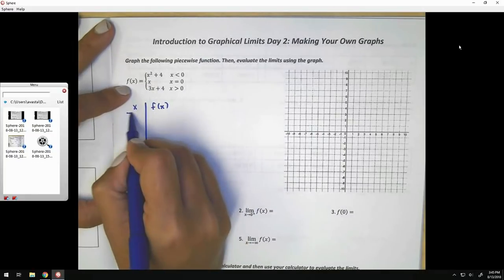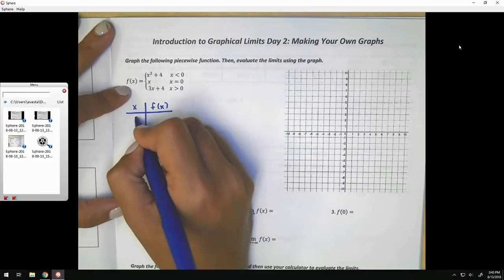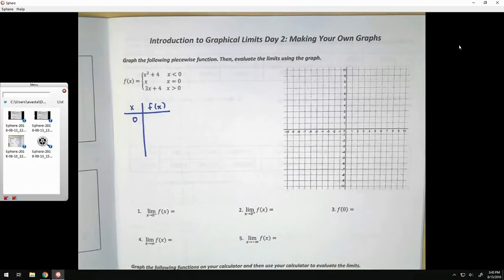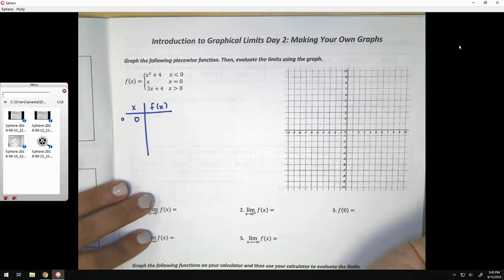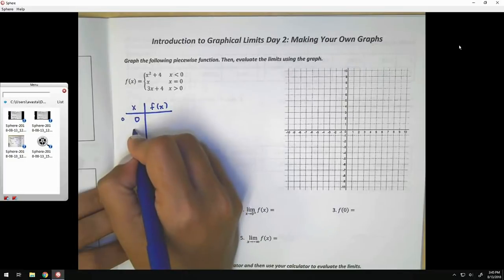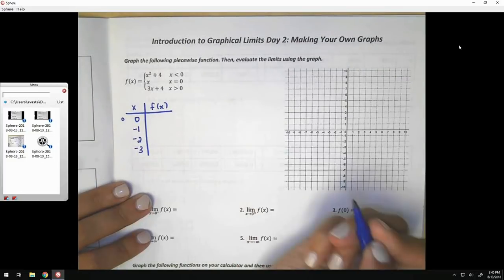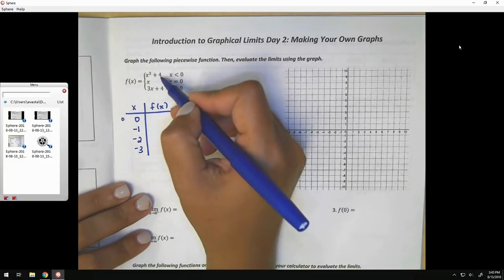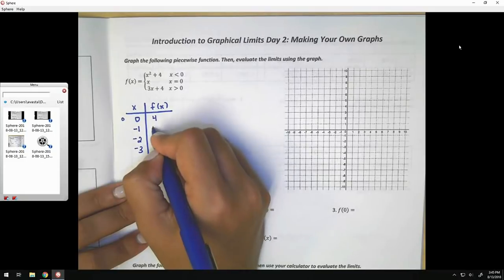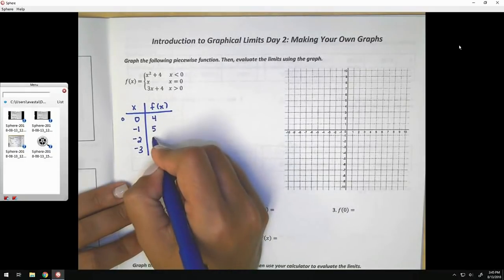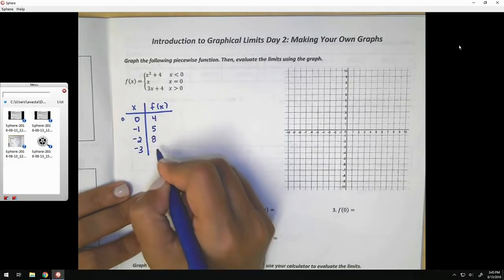And I would start with 0, even though it says x is less than 0, and I would just make a note here that that's going to be an open circle on my graph. Now, other numbers that are less than 0 would be -1, -2, and -3. If I take those numbers and substitute them into this function, I'm going to have 4, I'm going to have 5, I'm going to have 8, and I'm going to have 13.